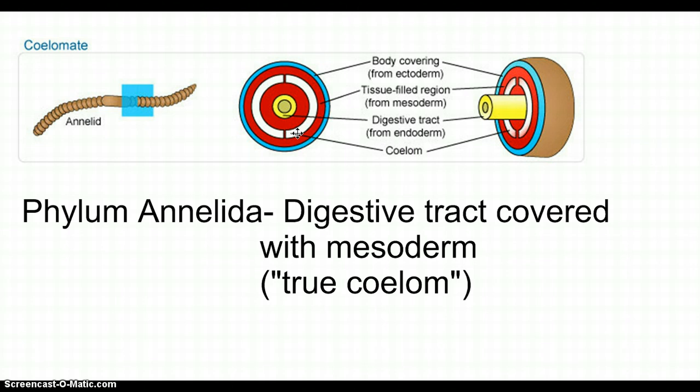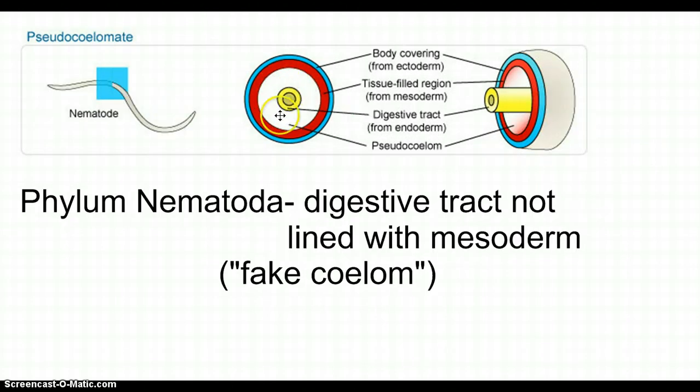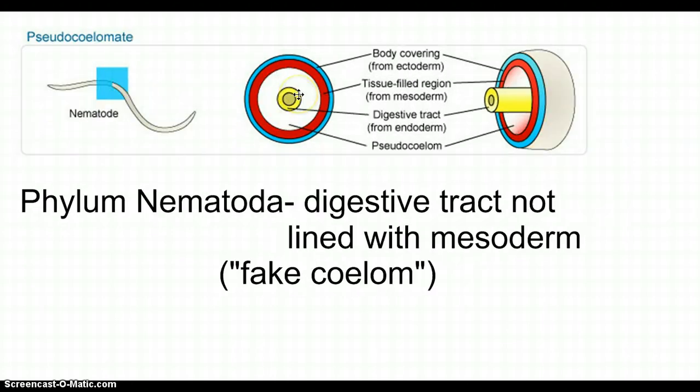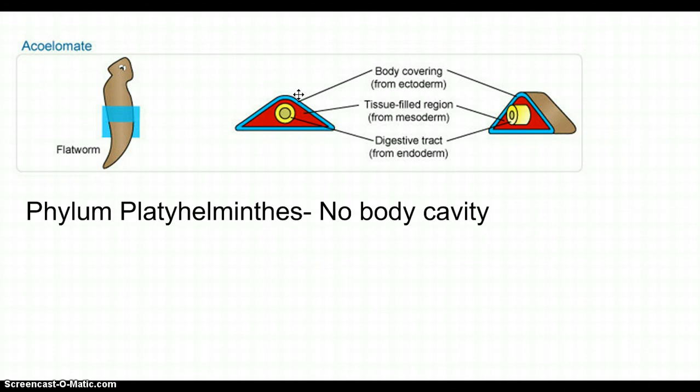So we are coelomates like the annelids. So this means true coelom. Now, if that layer of mesoderm isn't there around the digestive tract, you're considered to be a pseudocoelomate, fake coelomate. Okay, so these guys have that red tissue, the mesoderm, and these guys don't. And these guys don't have any body cavity at all.